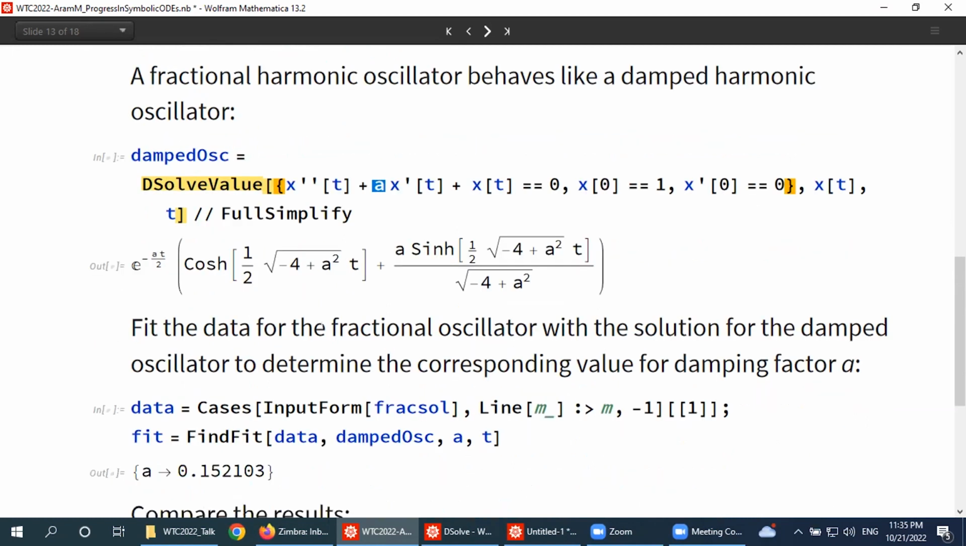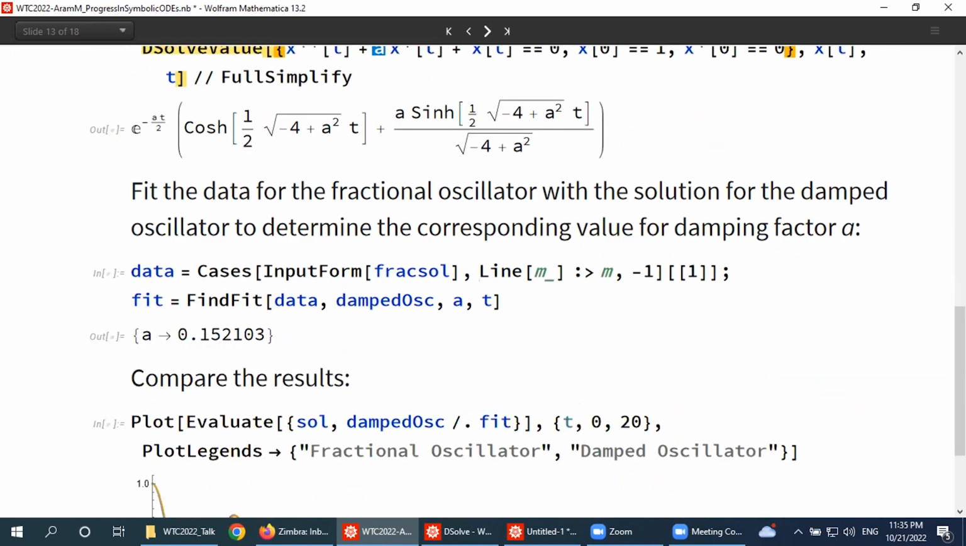We can do that using these two simple lines of code. And here is the result. The corresponding value of the damping factor is equal to this number, 0.152. And now we can compare the results of the fractional harmonic oscillator and the damped harmonic oscillator.